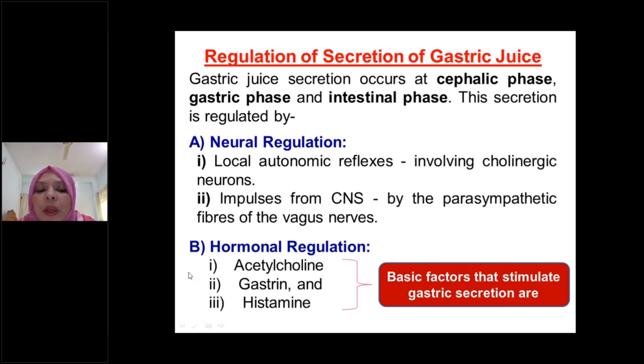This is a very, very important MCQ question and also a viva question. The examiner always likes to ask: what are the basic factors that stimulate gastric secretion? These three things: acetylcholine, gastrin, and histamine.